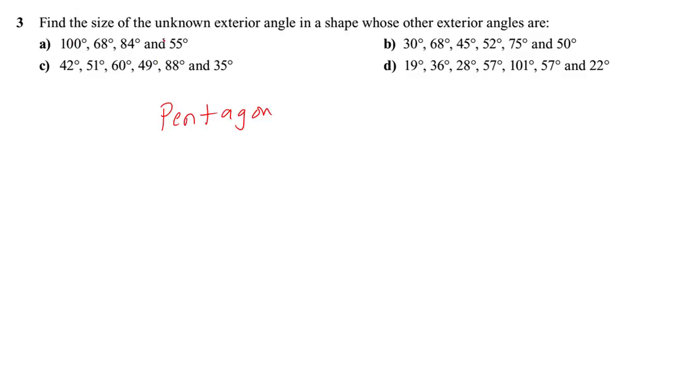Because I've got 1, 2, 3, 4. So that's going to be 4 sides. But we need to add one, which is what they're looking for. So what we can do is to call that one X. Okay? Because that's what I'm looking for.